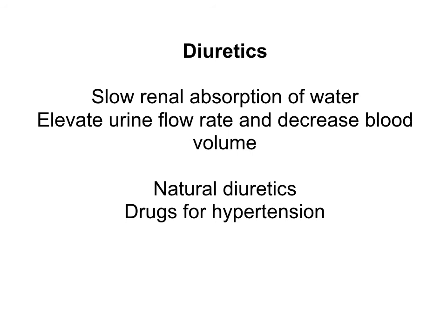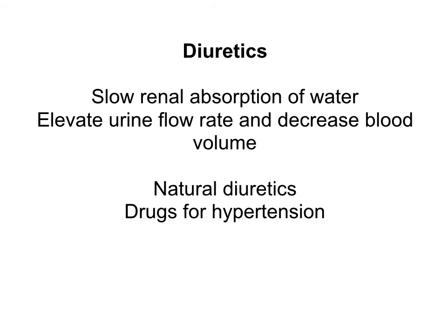However, many of your drugs for hypertension, remember hypertension is high blood pressure, are diuretics. For example, Lasix. Lasix is a very popular antihypertensive. Lasix actually targets the ascending limb, and it decreases the sodium reabsorption.